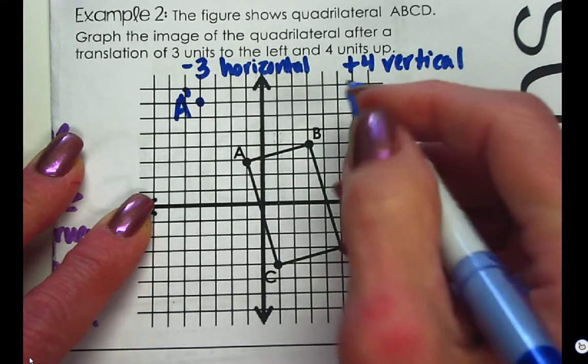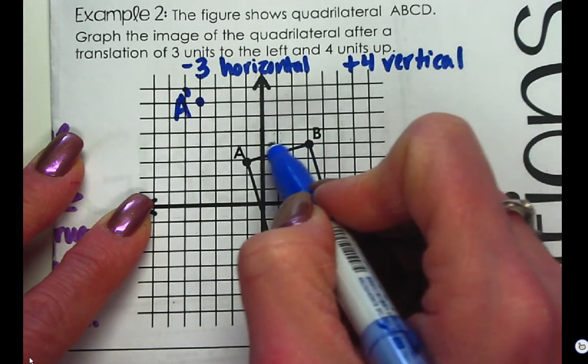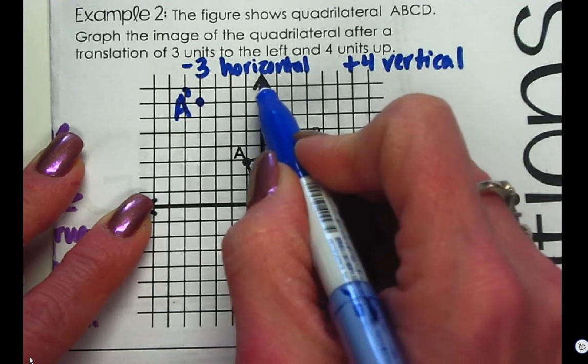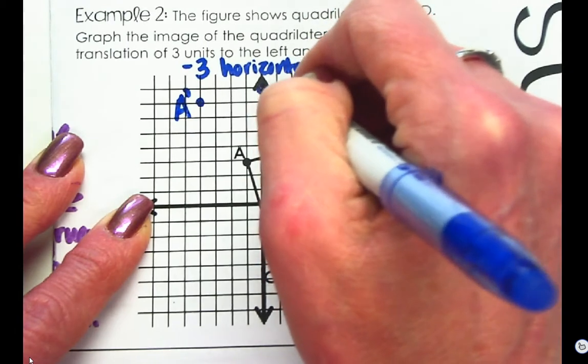I'm going to do the same for B. I'm going to move 3 to the left: 1, 2, 3, and I'm going to go up 4 vertically: 1, 2, 3, 4. It's right about where that arrow is. And that's going to be B prime.